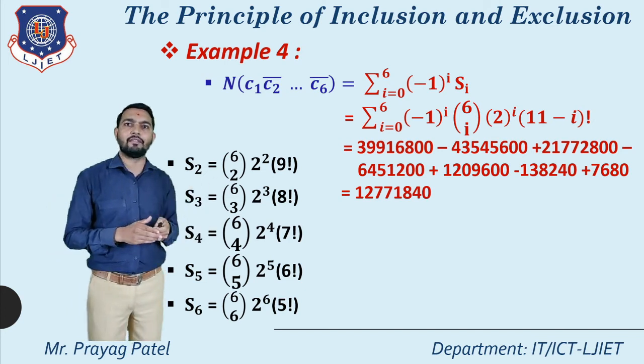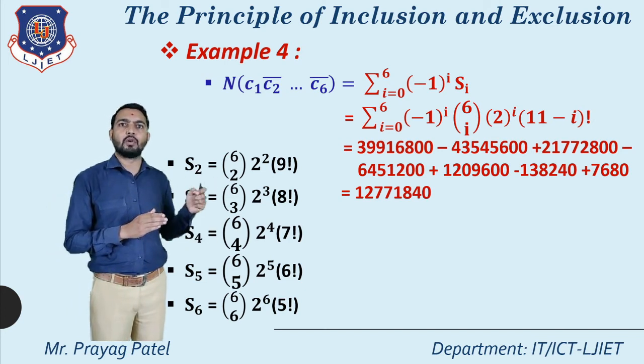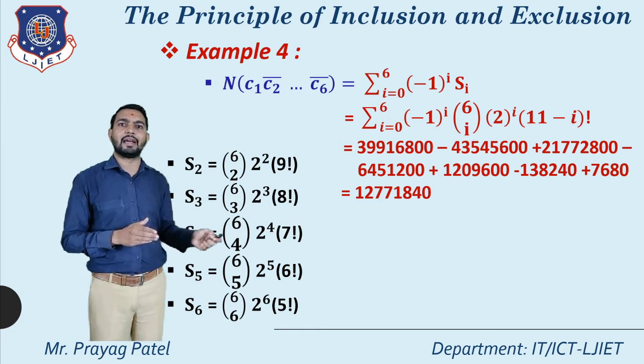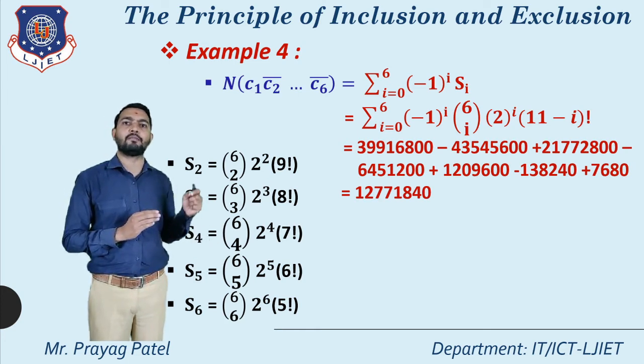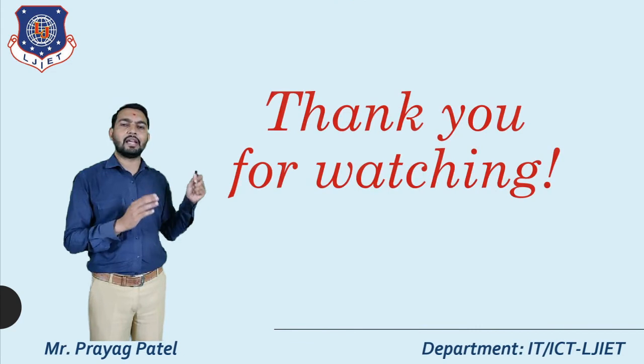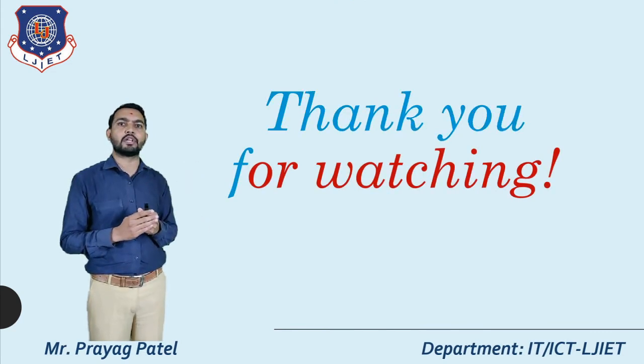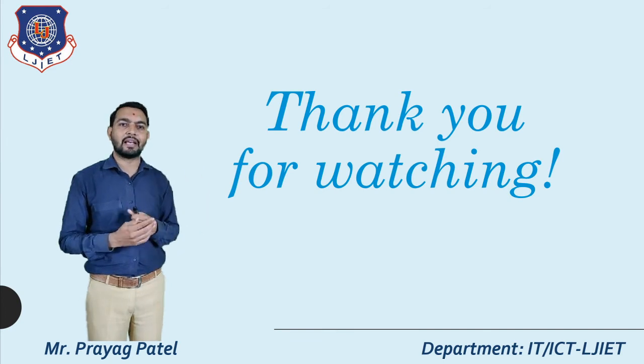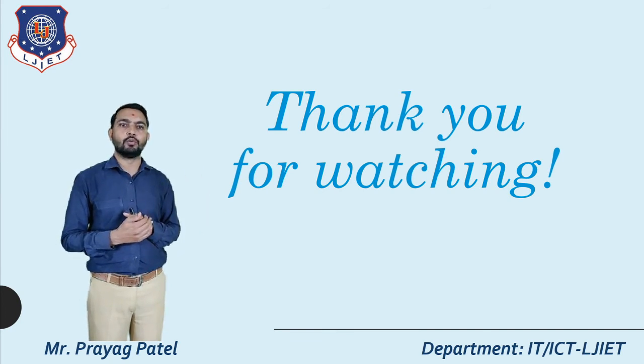So we put the values directly in this equation: sigma i equal to 0 to 6 of (minus 1) raised to i times Si is equal to sigma i equal to 0 to 6 of (minus 1) raised to i times 6Ci times 2 raised to i times (11 minus i) factorial, like this. So we have all the values, and putting them in, the final answer is 12771840. So we can say that using this principle of inclusion and exclusion, we can solve many examples, or many real life examples. Thank you for watching this video.